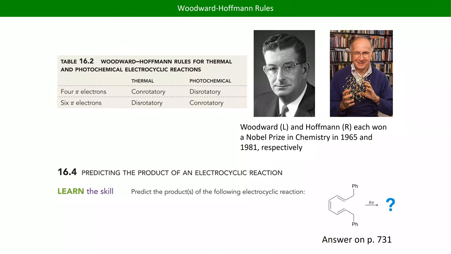So Woodward and Hoffmann each independently won Nobel Prizes. Not for the Woodward-Hoffmann rules, I think Woodward's was for something else. Actually, Hoffmann's was in 1981, so it was shared with Fukui, who came up with frontier orbitals. So Woodward won his earlier for something else. Robert, I think.